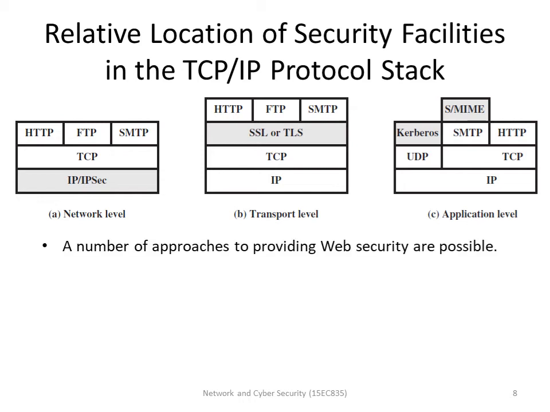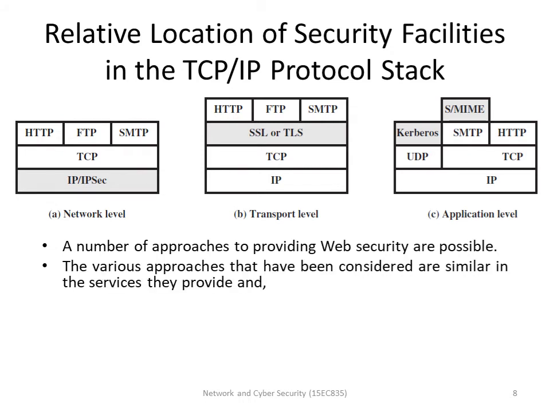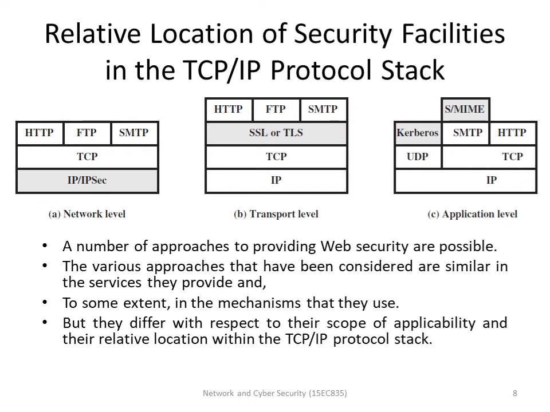A number of approaches to providing web security are possible. The various approaches that have been considered are similar in the services they provide and, to some extent, in the mechanisms that they use. But they differ with respect to their scope of applicability and their relative location within the TCP/IP protocol stack. So the location is important, whether it is at the network level, transport level, or application level.